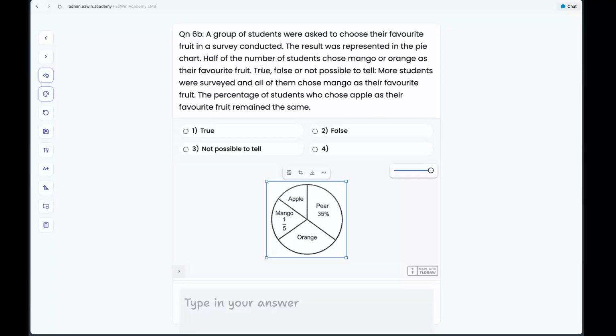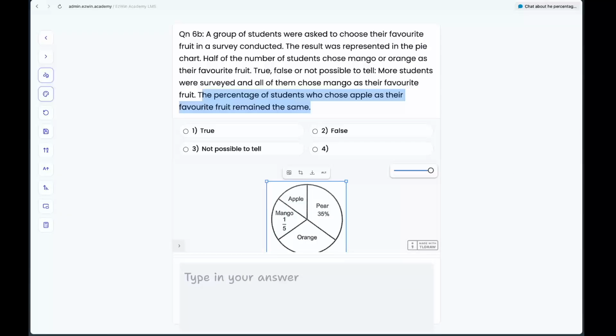Okay, for the next true, false, or not possible to tell statement: more students were surveyed and all of them chose mango as their favorite fruit. The percentage of students who chose apple remained the same. So do you think this is true, false, or not possible to tell?